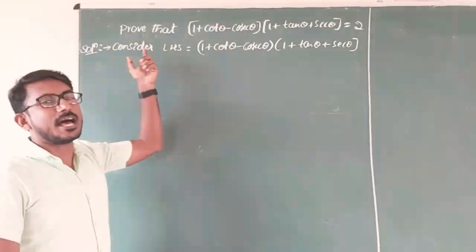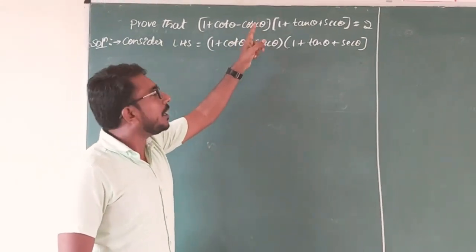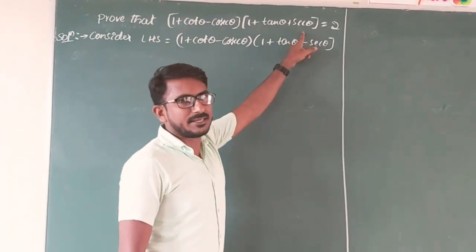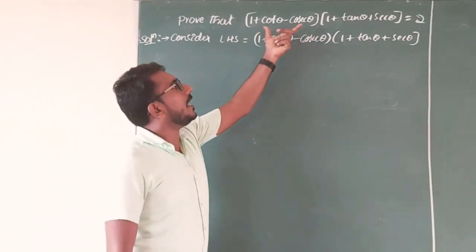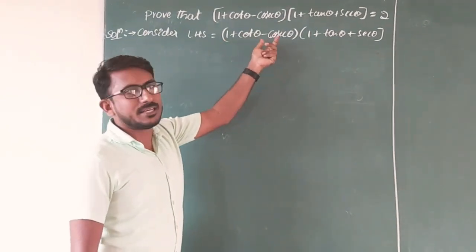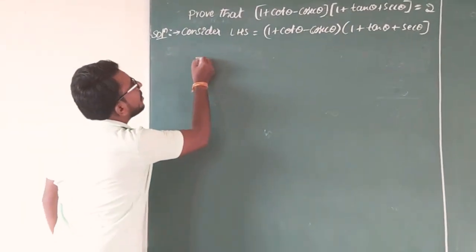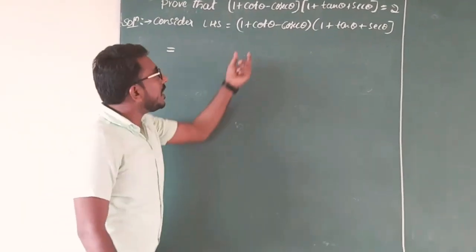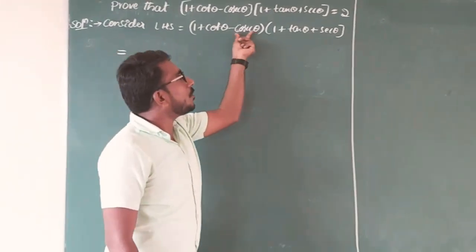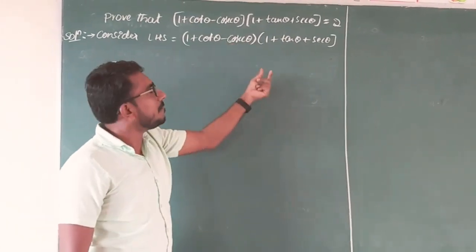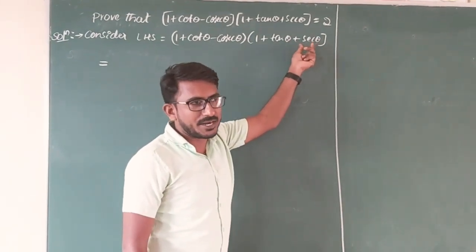Let's discuss another example. The question is: prove that (1 plus cot theta minus cosecant theta) into (1 plus tan theta plus secant theta) is equal to 2. Already we know the proving technique, so I am considering the LHS: (1 plus cot theta minus cosecant theta) into (1 plus tan theta plus secant theta). Already we know the reciprocal functions: cot theta we can write as cos theta by sin theta, and cosecant as 1 divided by sin theta. Tan theta can be written as sin theta by cos theta, and secant theta as 1 divided by cos theta.